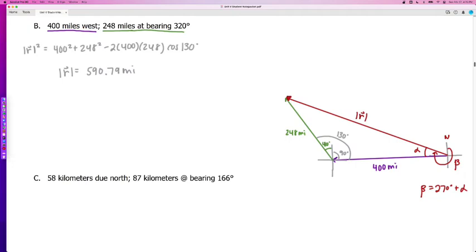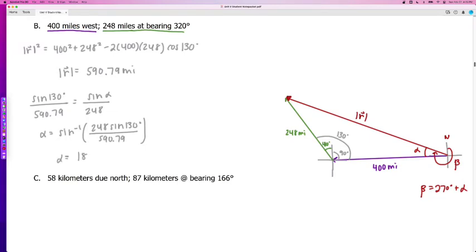Again, different ways you can go about solving for alpha. You could use the law of cosines because you have all three sides of the triangle all set up, or the law of sines, so we see both of them being used here. The sine of 130 degrees over 590.79 is equal to the sine of alpha over 248. So alpha is equal to the inverse sine of 248 times the sine of 130 degrees divided by 590.79. Don't forget to take the inverse sine. Make sure your calculator is in the right mode. When you get your answer, it should look something like this, 18.76 degrees.